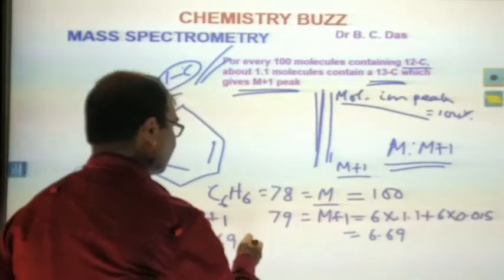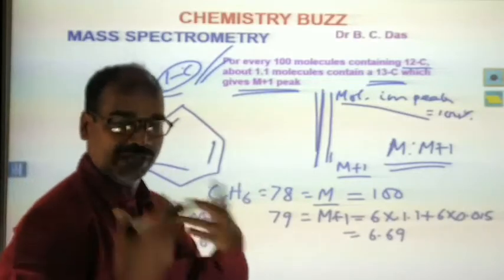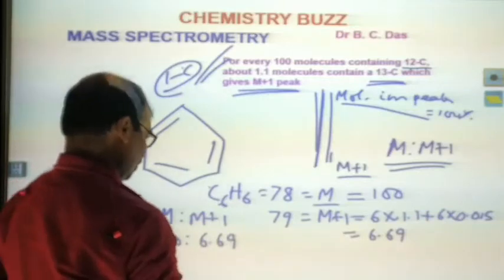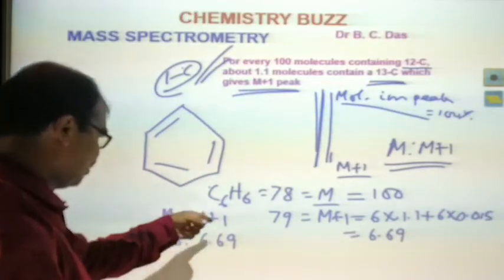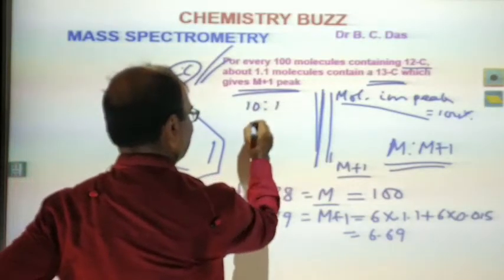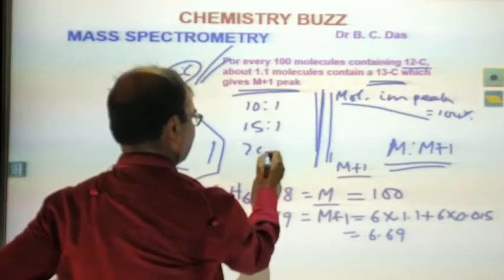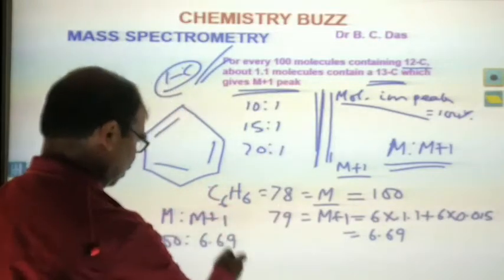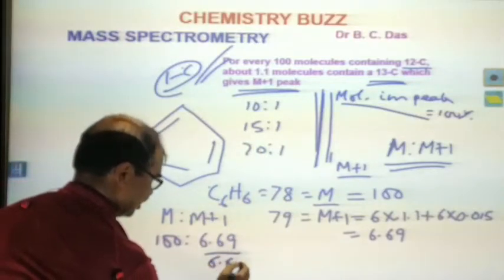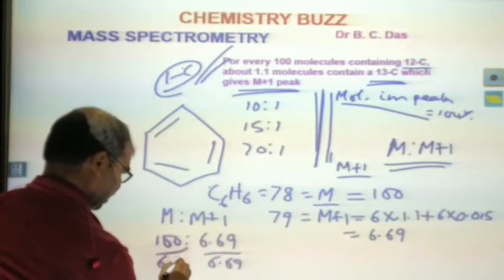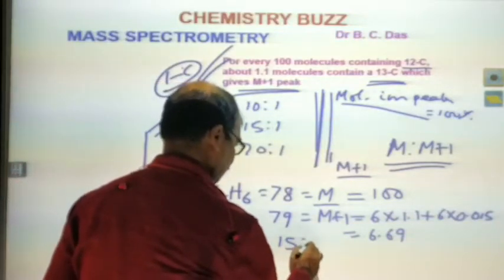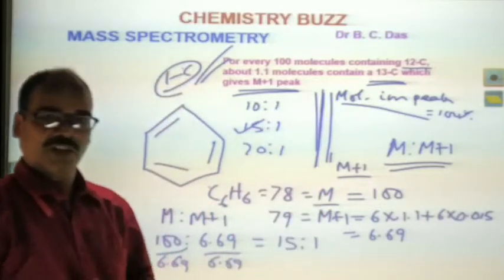In entrance exams for any competitive examination, there are multiple choice questions such as: what will be the ratio of M to M+1 in benzene? The options are 5 is to 1, 15 is to 1, 20 is to 1. So the M+1 is made 1, and we have to divide both sides by 6.69. So this will come around 15 is to 1. So this one will be the correct answer.